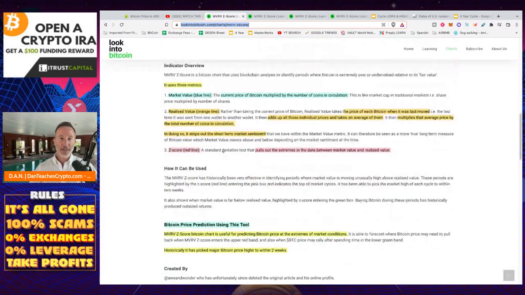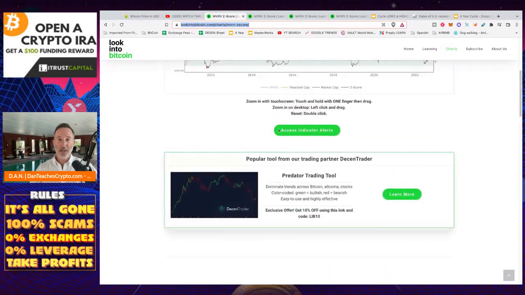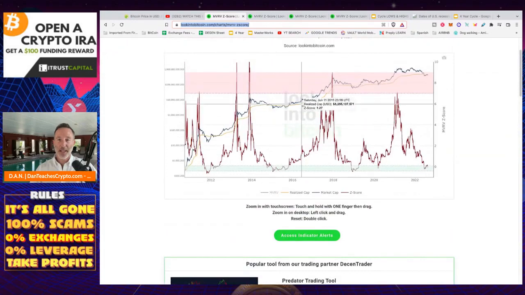Now we take a look at the realized value, the orange line. It takes the price of each Bitcoin when it was last moved, adds up all those individual prices, takes the average, and multiplies that average price by the total number of coins in circulation. And so it strips out the short-term market sentiment. So the orange line, this little gold looking thing right here, that's what we're talking about.